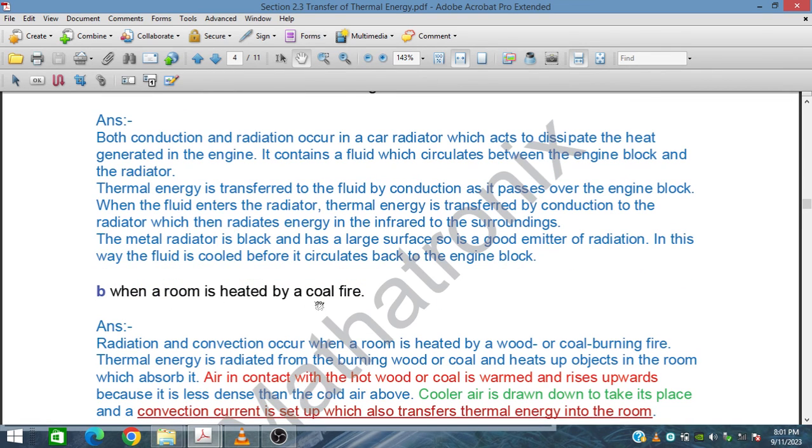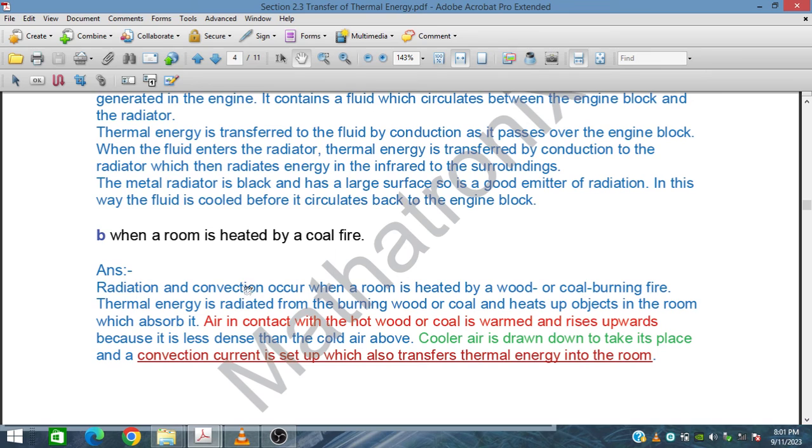When a room is heated by a coal fire, radiation and convection processes occur in this heating process. When a room is heated by a wood or coal burning fire, the thermal energy is radiated from the burning wood or coal and heats up objects in the room, which absorb it.